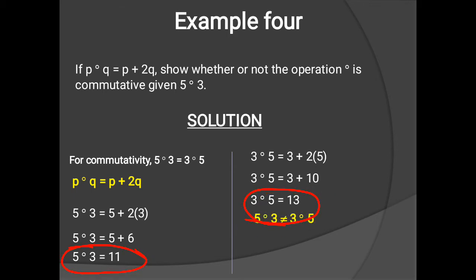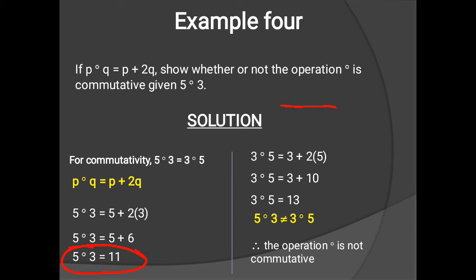So 5 operation 3 is not equal to 3 operation 5, this is the sign you are seeing there, because 11 is not equal to 13. Okay, all right. Therefore, the operation is not commutative. Always don't forget to bring the operation. Therefore, the operation is not commutative.